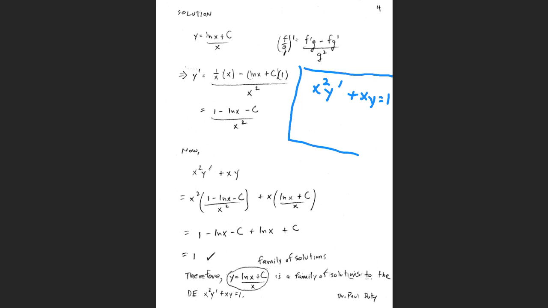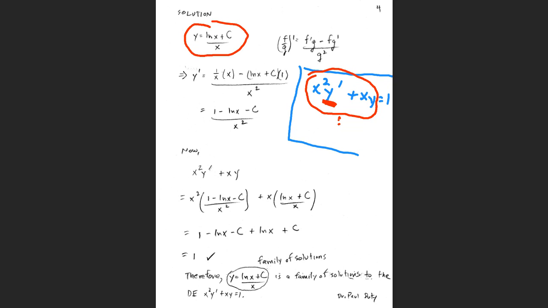So what we're going to do is substitute our function into the left side of the differential equation and work it out and see if we get a 1. Well, the left side of the differential equation involves naturally a y prime, a derivative. So I have to find the derivative of this function y.